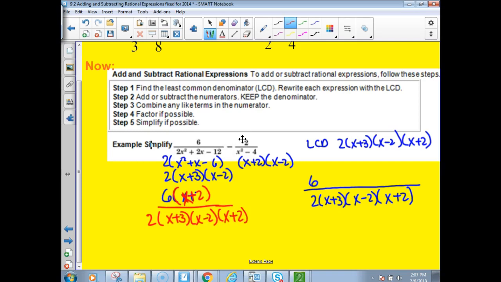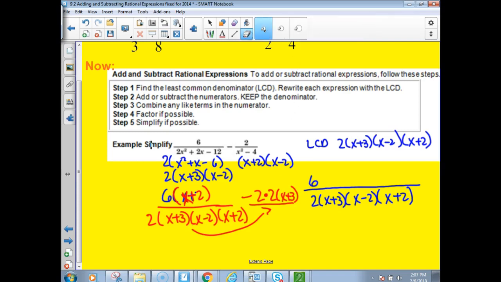Okay? And then the second fraction, what would you need to multiply it by? Well, it's missing the 2 and the x plus 3. So I'd have to multiply it by 2 and x plus 3. And then it would have this whole denominator under there. Do I need to write it? Probably not. I could skip that.